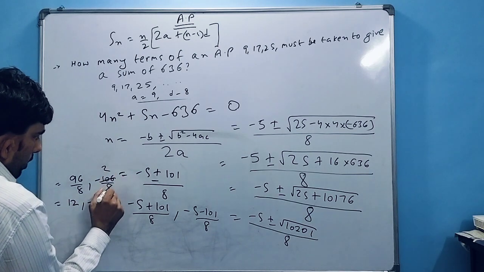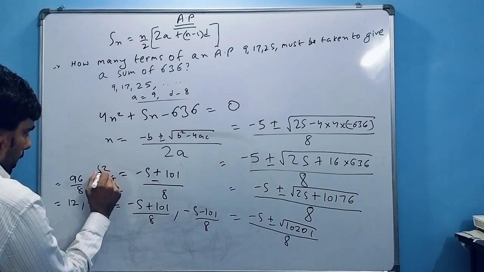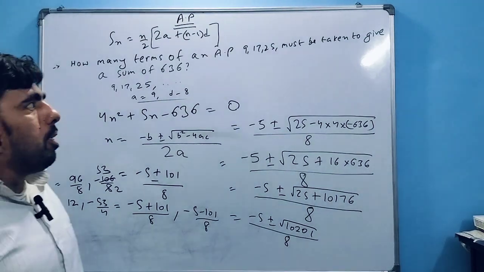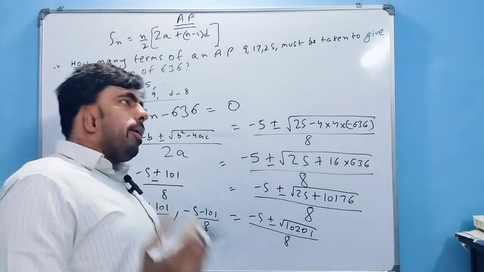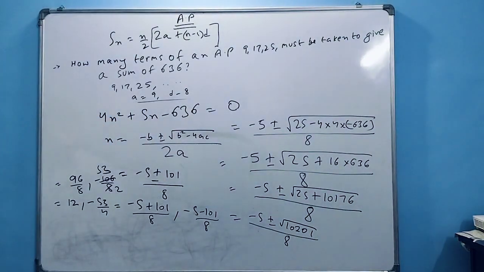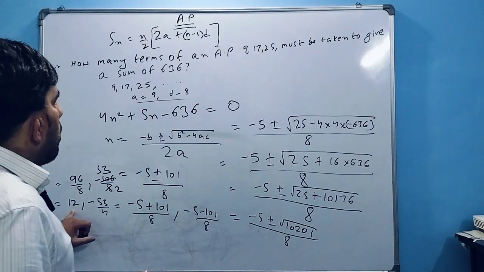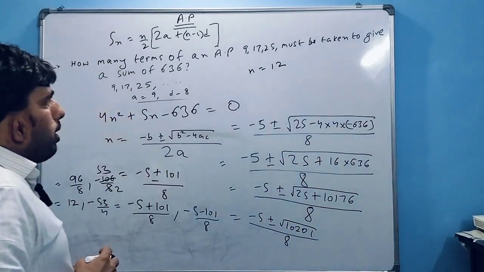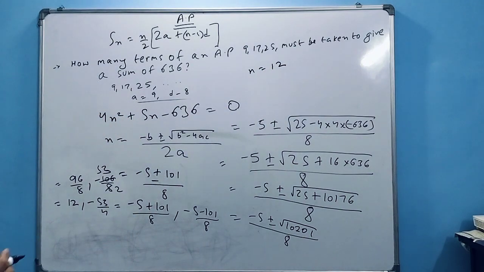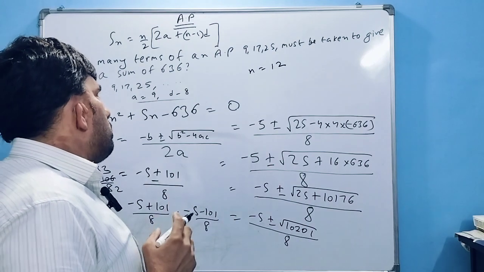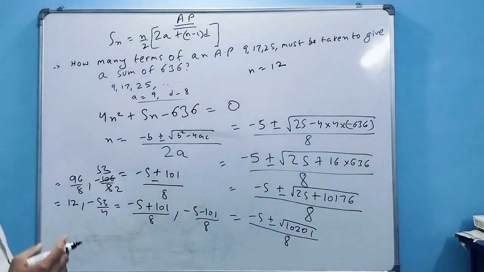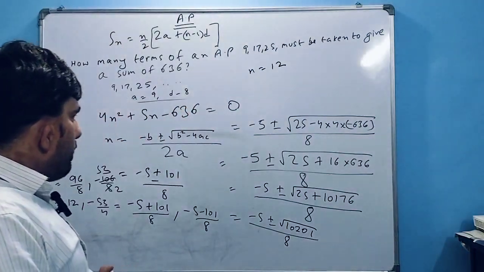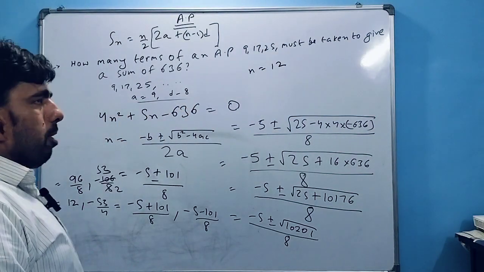I will just divide it by 2, so here I got 53. So I will not consider the negative term here. I will consider only the positive term, that is 12. So I got here n is equal to 12. Okay, so 12 terms of an AP will give the sum of this. So this is the formula we have, and we will apply it in such kind of numericals.